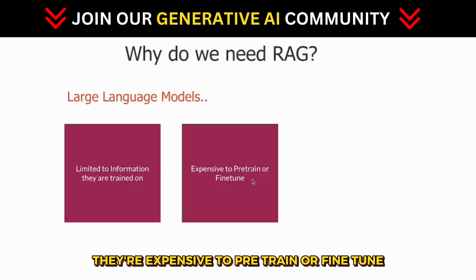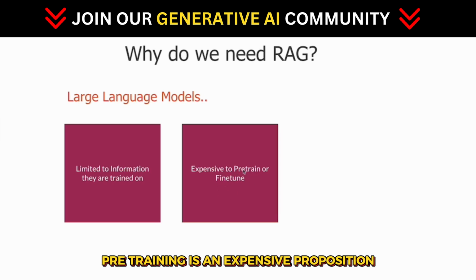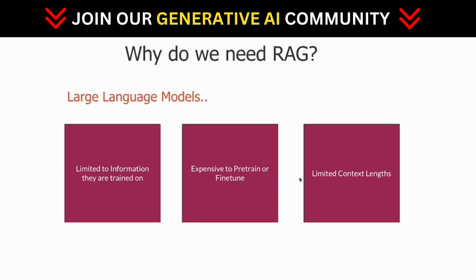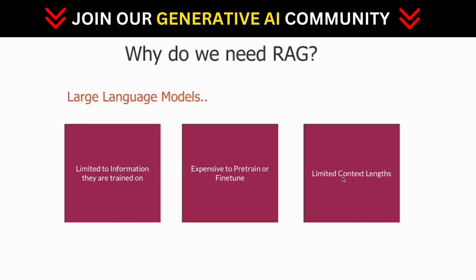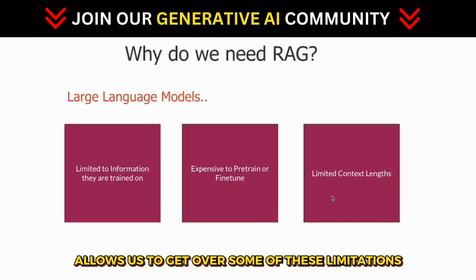They're expensive to pre-train or fine-tune, because pre-training is an expensive proposition. Fine-tuning also means that you'll have to collect data, clean data, fine-tune the model, and then host a new instance of the model somewhere else. And we all know that large language models also have limited context lengths. So Retrieval Augmented Generation, or RAG, allows us to get over some of these limitations.